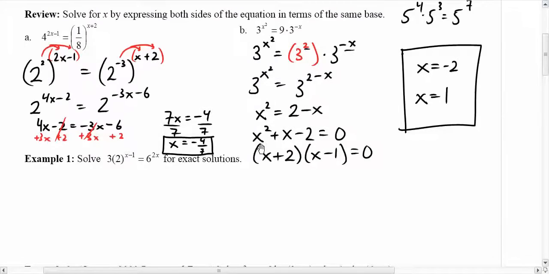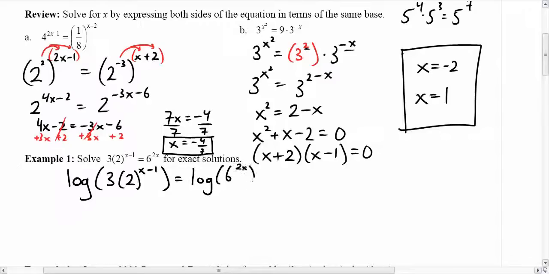Now, if you have a question where the answers are in different bases, or the question is in different bases, that's when we have to use logarithms. So the first thing that you can do is take log on both sides. And you're taking log of everything that's on the left, and that equals log of everything that's on the right. So now we can start to use the log laws that we learned yesterday.